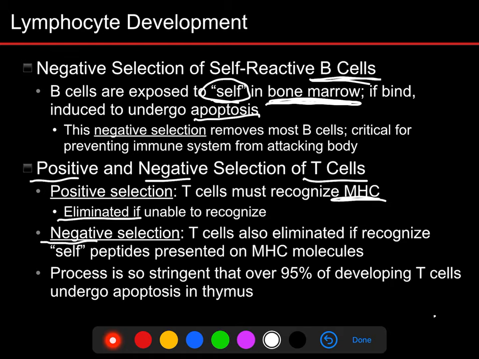Secondly, they undergo negative selection, where they're run through a similar obstacle course in the thymus, where they're exposed to all of the different things that might be displayed on an MHC protein, like, you know, self, all of your various self antigens that get displayed on MHC1s. And if they bind to anything there, boom, dead. So they have to recognize MHC, and they can't recognize any other self antigen. And what that means is that, like, there's a lot of different self antigens out there. Most of the white blood cells that are made are actually killed. Up to 90 or over 95% of developing T cells will be killed off in the thymus because they either don't do their job because they don't react to MHC, or they do their job too well and they react to your own body.